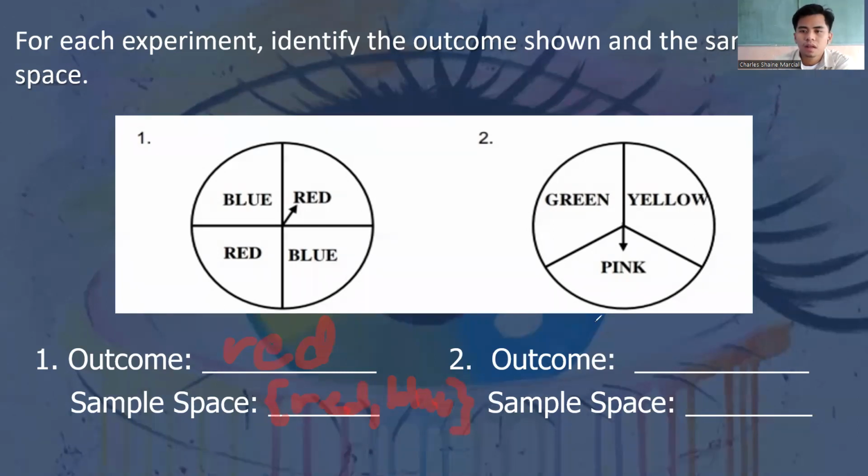Next, number 2. So since yung pink yung may arrow, ibig sabihin yung outcome natin is pink. Alright? And of course, the sample space is, since hindi sila magkakapantay, our sample space are green, yellow, and pink. All right.